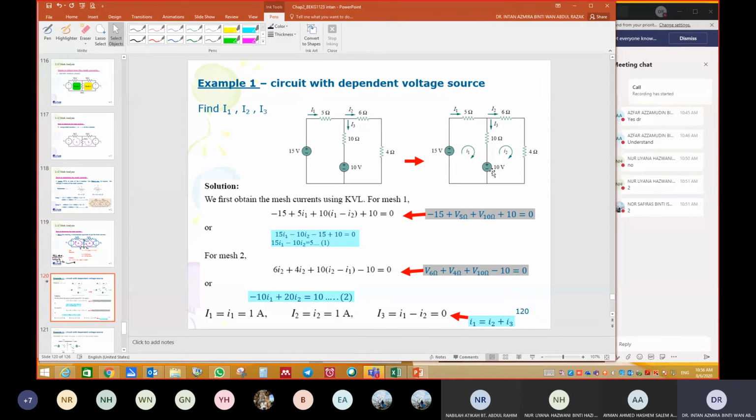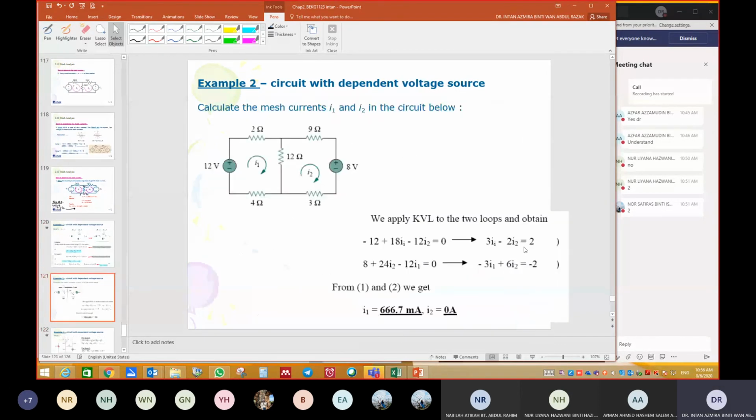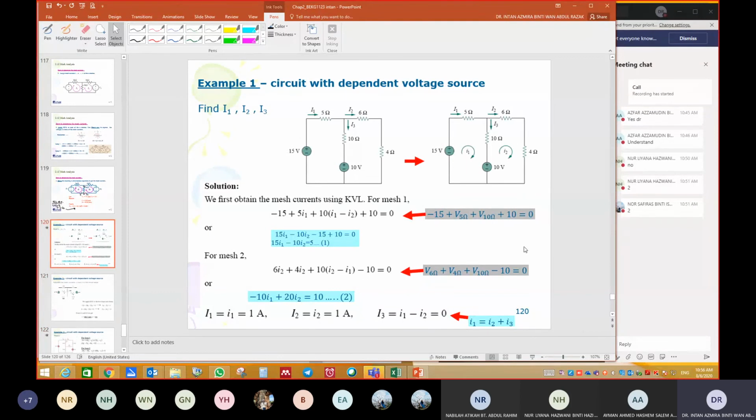How about I3? Okay, I3 is like I did previously. So here we have I1, because I1 flows at this path, not this path. And then at this path, I2 flows here, here, here, and then until this path. So this is I2. Okay, so this is I3. I3 flows through here.